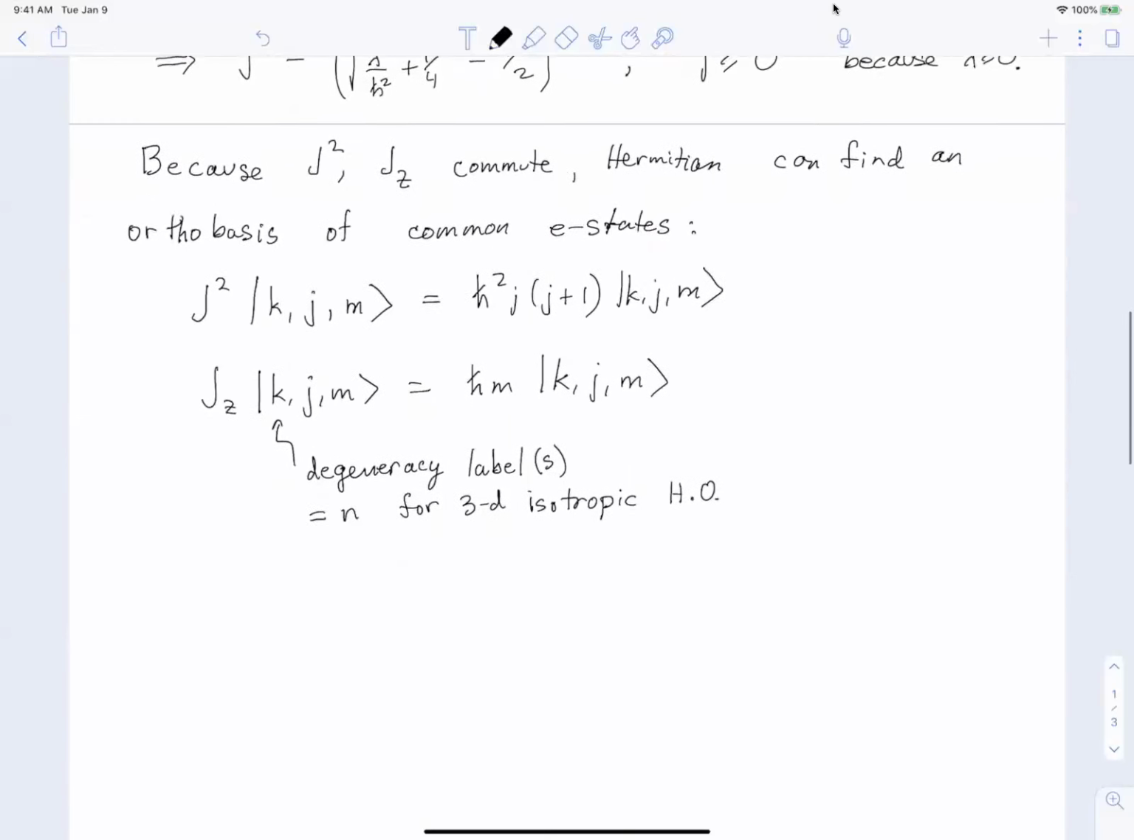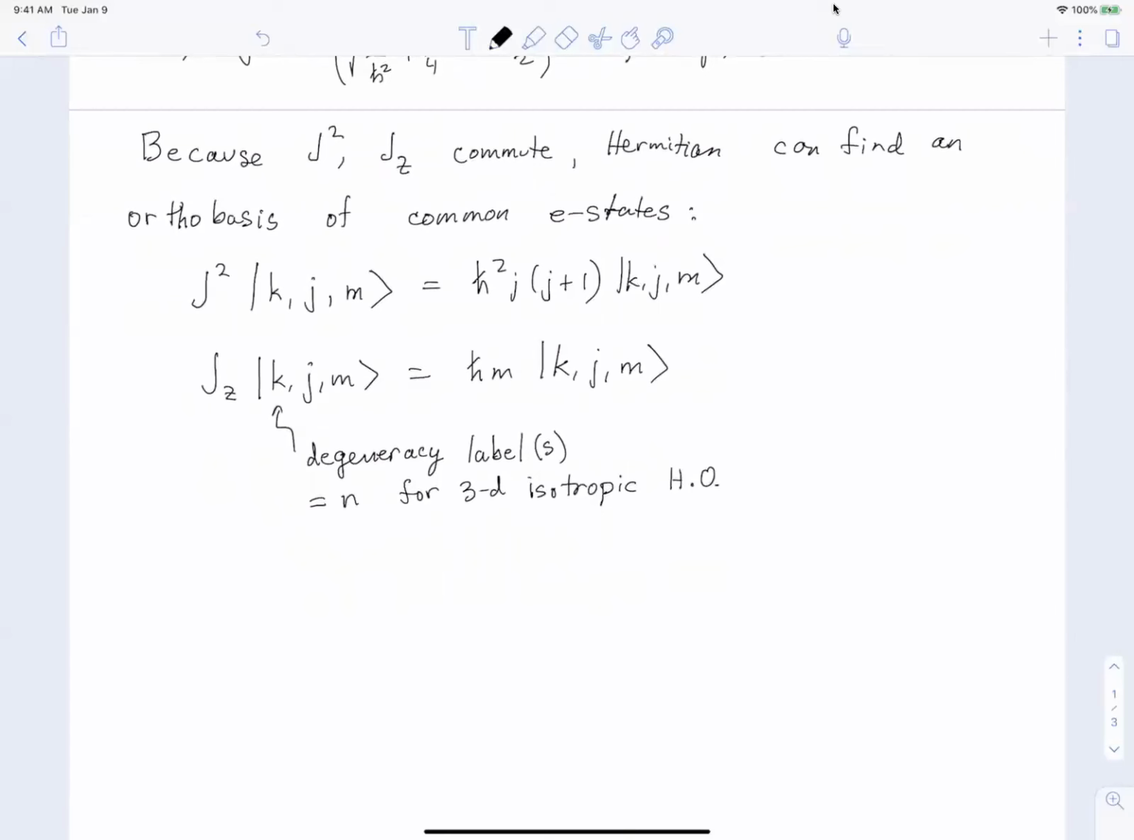Okay, so in general, that's what the eigenvalue problem looks like that we're going to try to solve. And the theorem told us that we had an orthobasis of this. So we're going to insist that that's true. And so it's true that if I take the inner product of two of them, labeled by k, j, and m, and k prime, j prime, and m prime, that's going to be 1 if and only if k and k prime are the same, and j and j prime are the same, and m and m prime are the same.